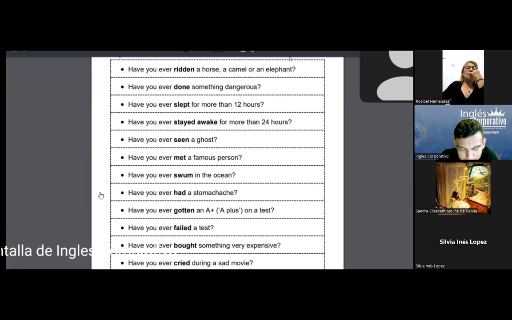When Silvia practices shooting with a gun only once. It's correct. Yeah, it's right. Okay. I have practiced shooting with a gun only once. Okay.